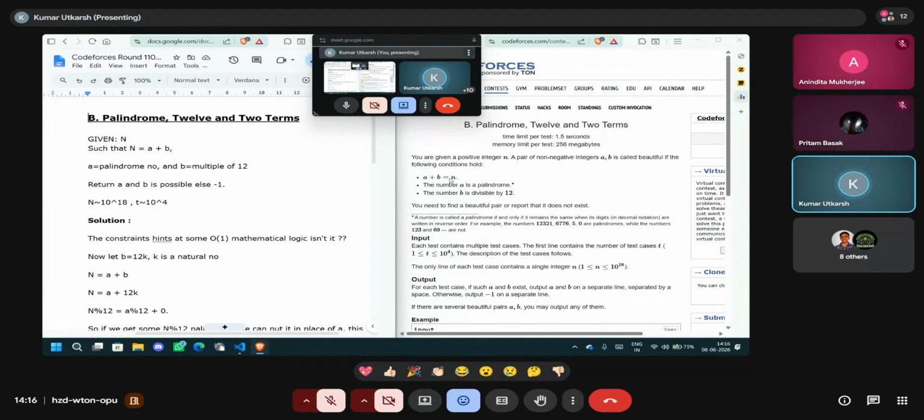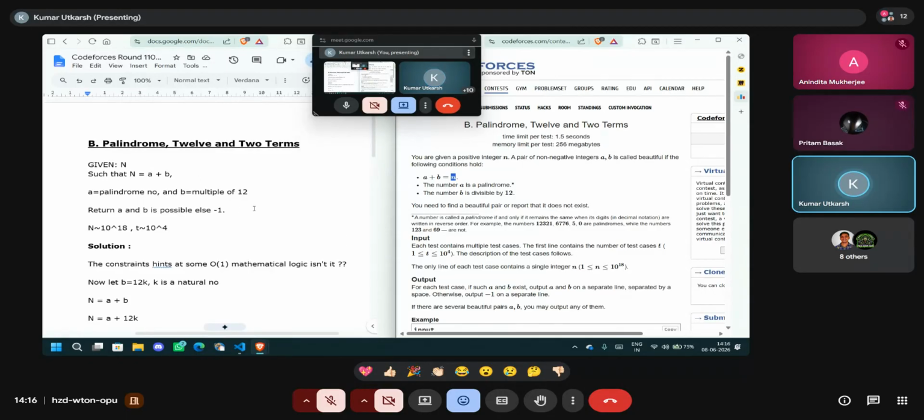So, we are given an integer n. N is up to 10 to the power 18, and for t test cases, we need to return a palindrome number a and b, a multiple of 12, such that a plus b is equal to n, right? And if it's not possible, then we return -1. So what was your intuition?